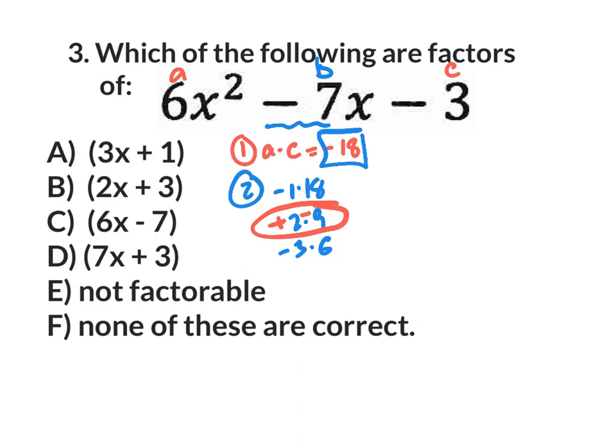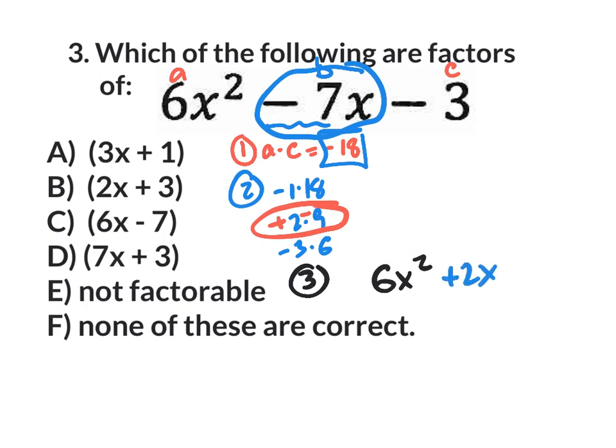Now here's where it gets weird. Step 3 is to rewrite it as 4 terms instead of 3 terms. So you have 6x squared, and instead of the minus 7x, let's rewrite it as plus 2x minus 9x. And then at the very end we have this minus 3. It's still there, the minus 3. So why would we change 3 terms to 4 terms? So we can factor by grouping.